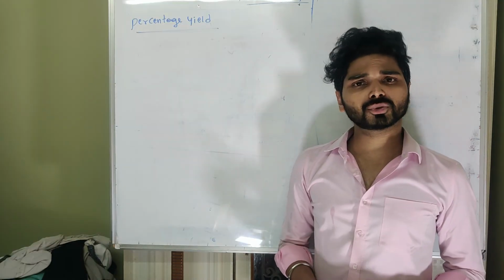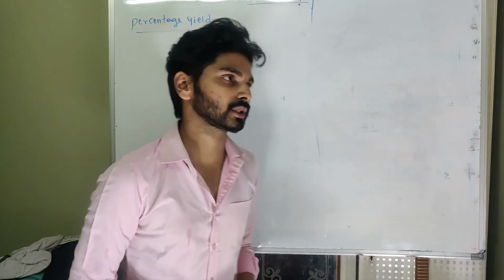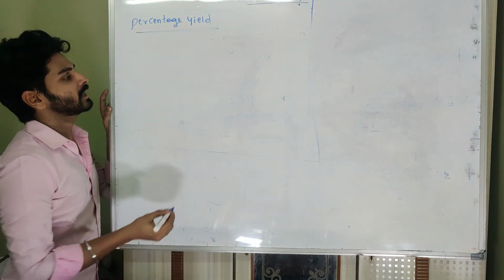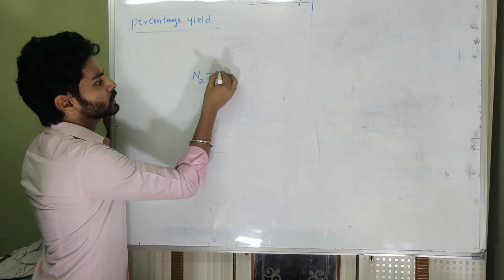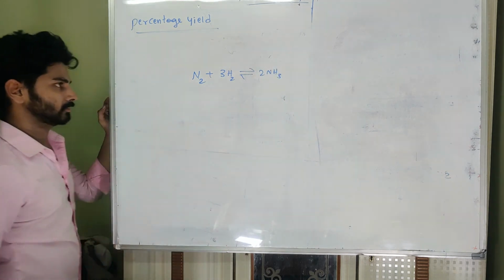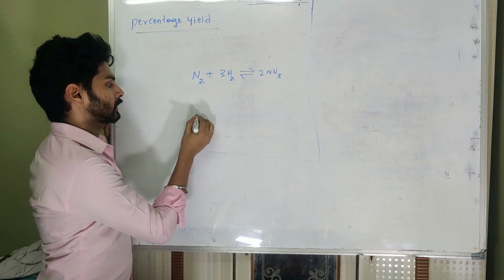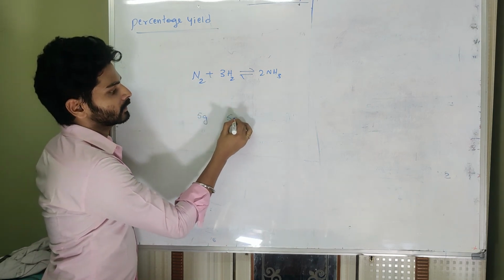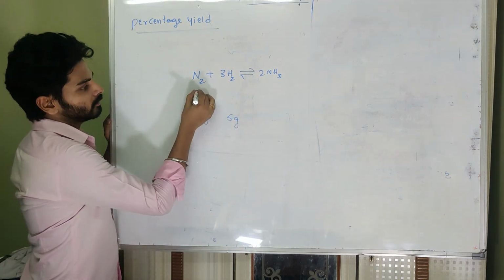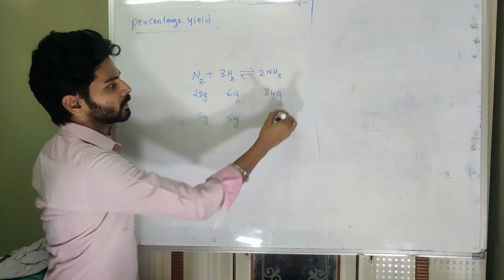Now let us move to percentage yield. Percentage yield is different from percentage composition. Let us understand with an example. Nitrogen reacting with hydrogen giving me ammonia. Let us say both are given as 5 gram. As per the formula, we know 28 grams need 6 gram of this, and it is giving us 34 grams of ammonia.